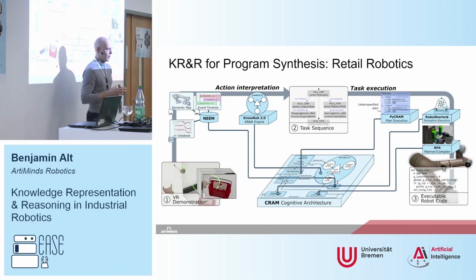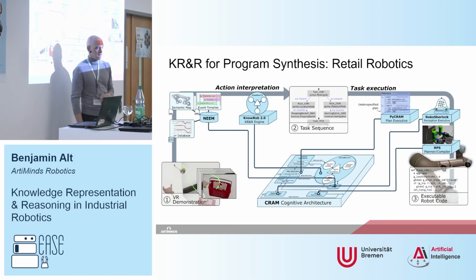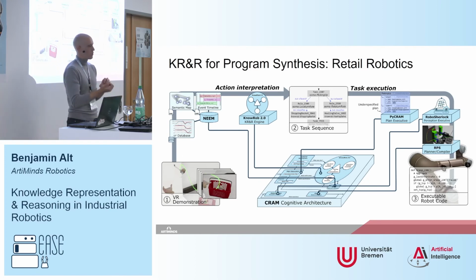If it's just maybe placing something into a container, we don't need search. But of course, if the container is very small, maybe we do. So at this stage, where we go from the task back down to the action, we use reasoning to make the difference between what the human demonstrated and what the robot actually should do.